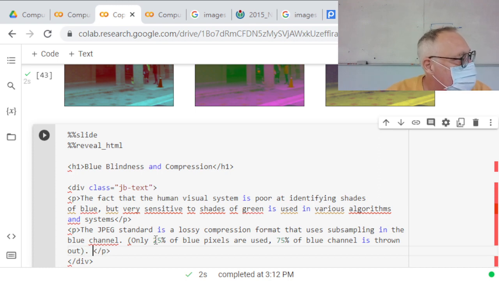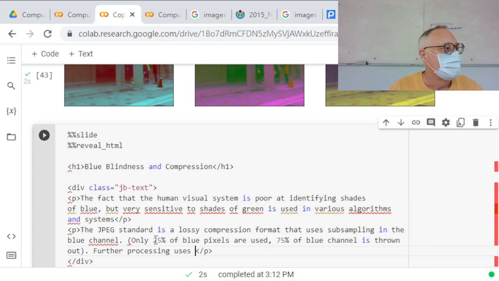what else does the JPEG standard do in order to compress an image to the very small sizes that you're familiar with? Further processing in the JPEG standard is based on the frequency response. Using the discrete cosine transform, if you're interested.